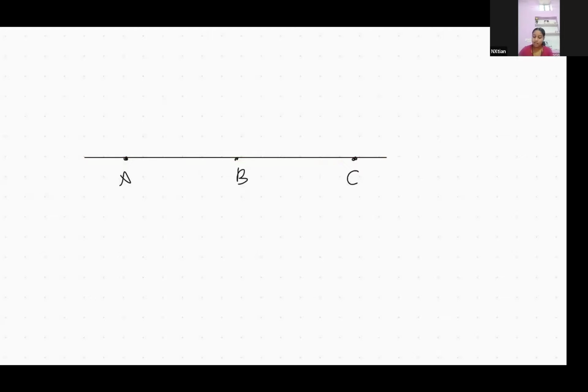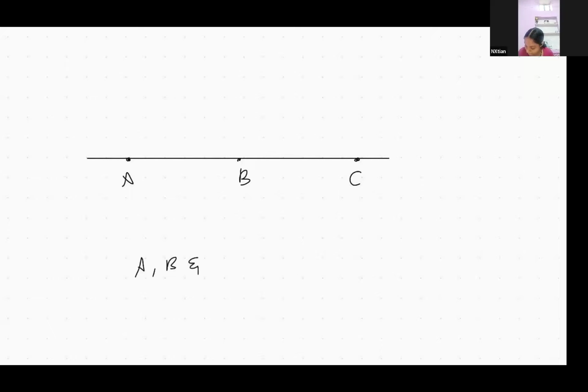So now, points which are on one line, a line passing through all the points, these points are known as collinear points. Because A, B, and C are lying on the same line. Two or more points on the same line are called collinear points.